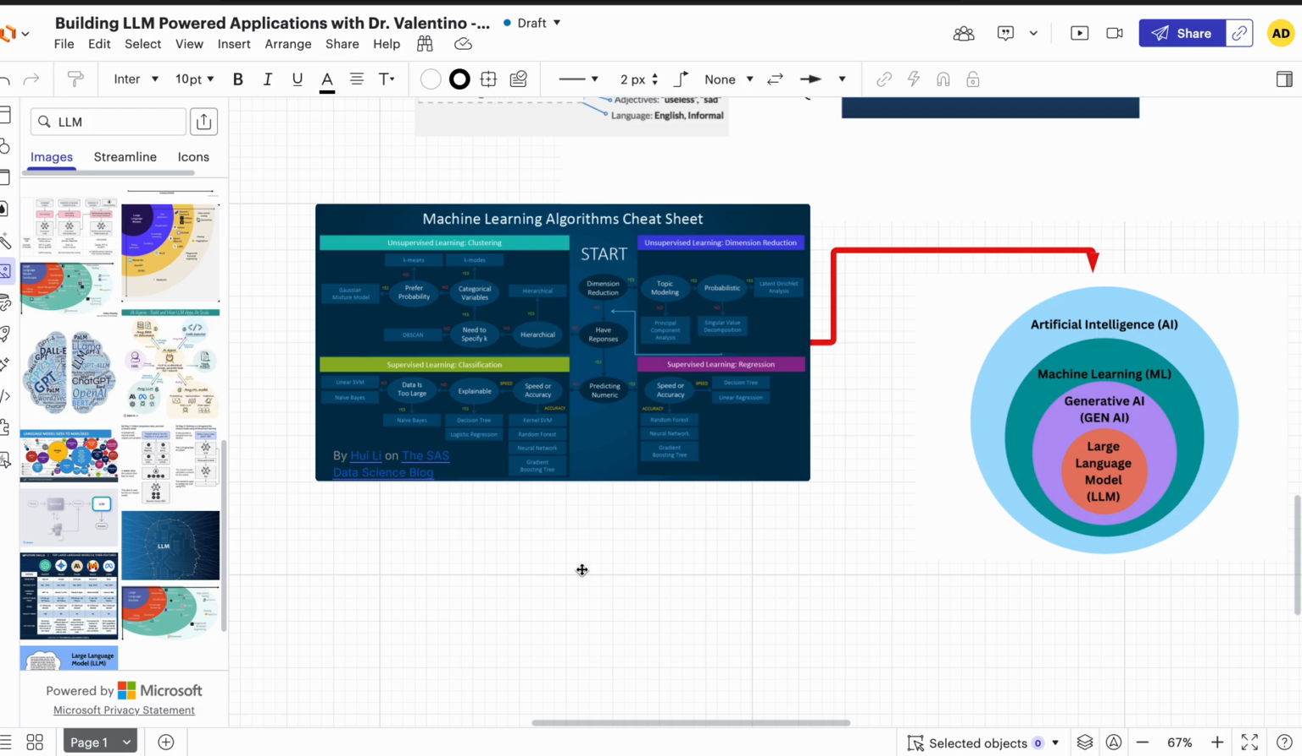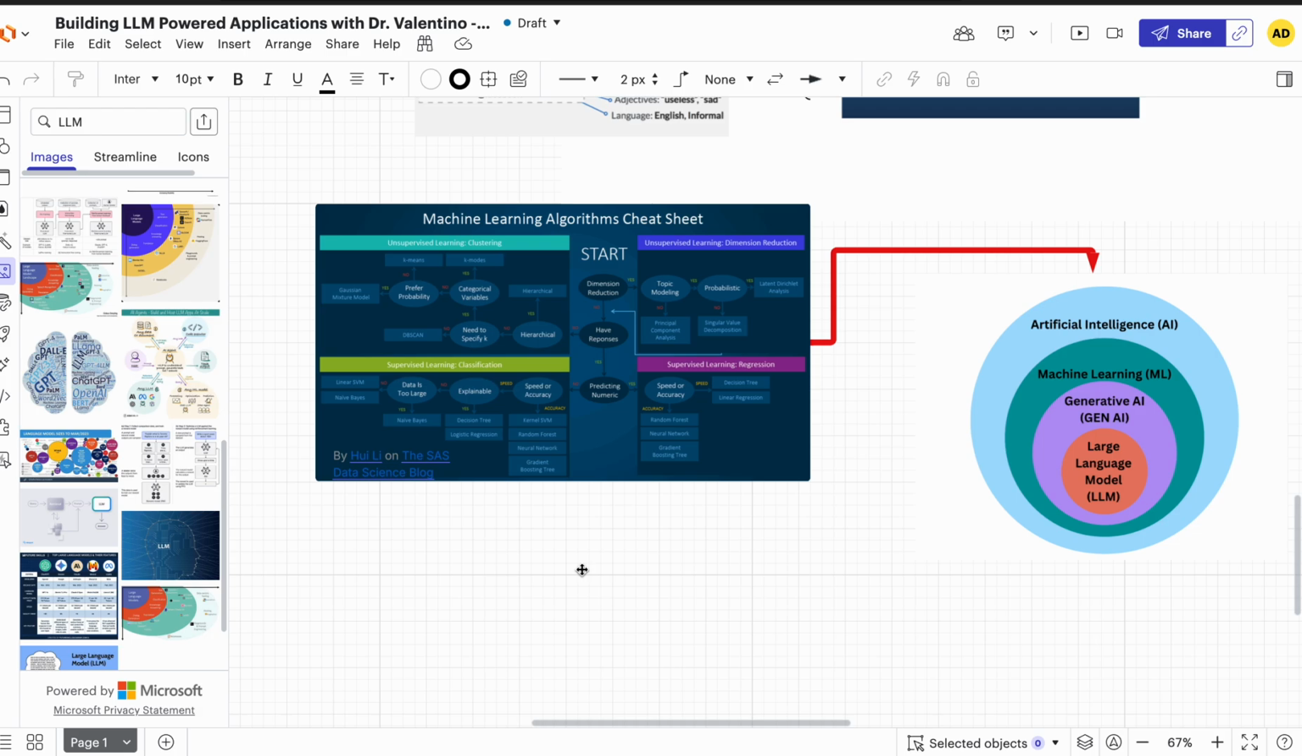there are generative and traditional machine learning models, unsupervised learning clustering techniques, dimensionality reduction techniques like principal component analysis, supervised learning classification, and supervised learning regression. These are all subsets of more traditional architectures that are still used at many companies.